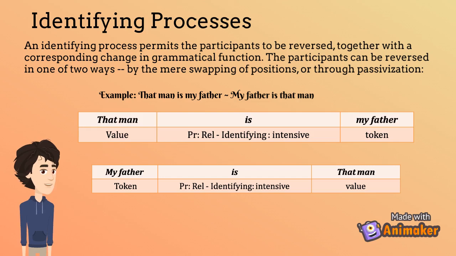In the clause "that man is my father," that man is a participant called value. The word "is" is a verbal group representing relational process, which indicates identifying intensive, because it indicates equivalence. And "my father" is then called token. In the other clause, "my father is that man," "my father" is still a token, but the position in the clause is reversed. It is now in front of the verbal process.